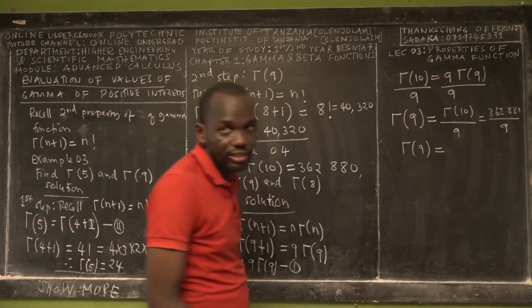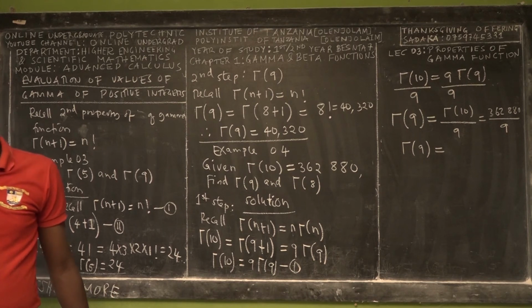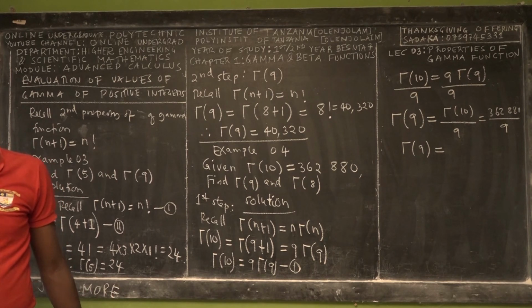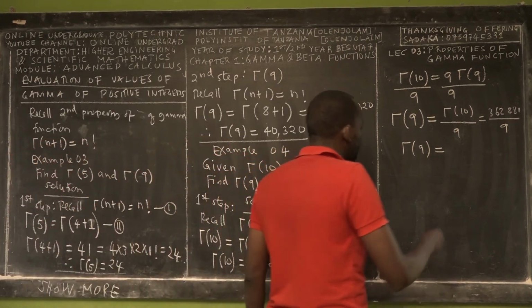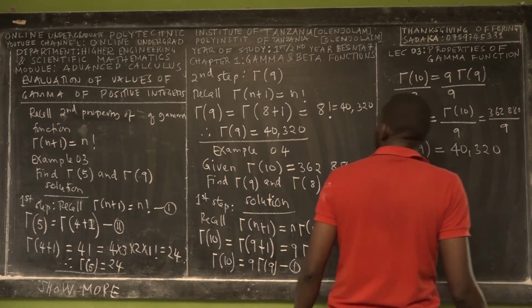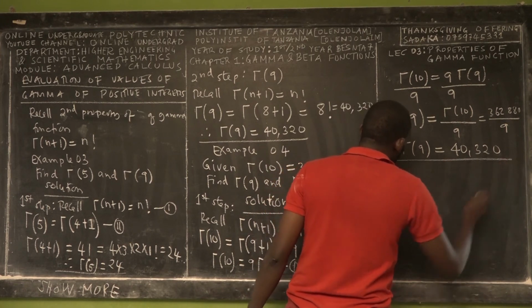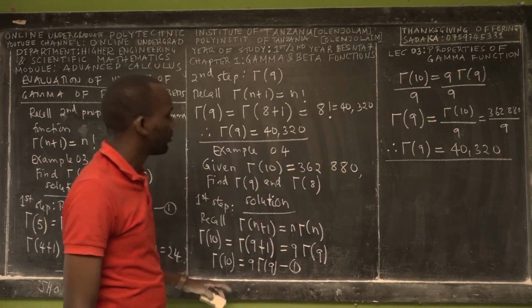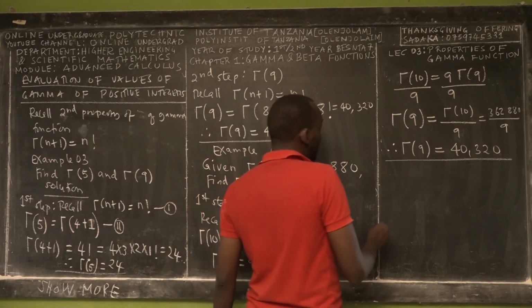So you're allowed to use your scientific calculator there to do that division. So you have 362,880 over 9. So it is 40,320, which is this. So that's the response for what we have been asked in the first part of the question. The second part of the question, you have to use the same trick to find gamma of 8. How do we find the gamma of 8?